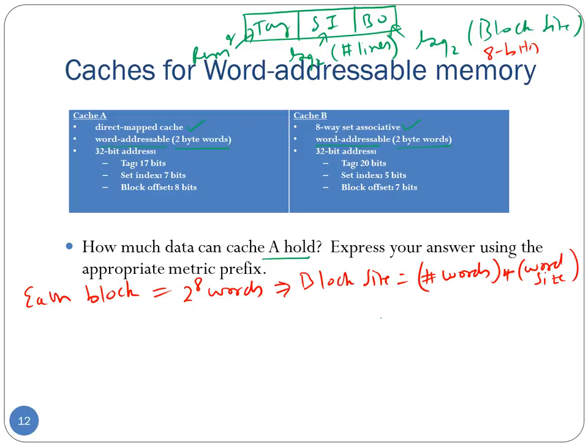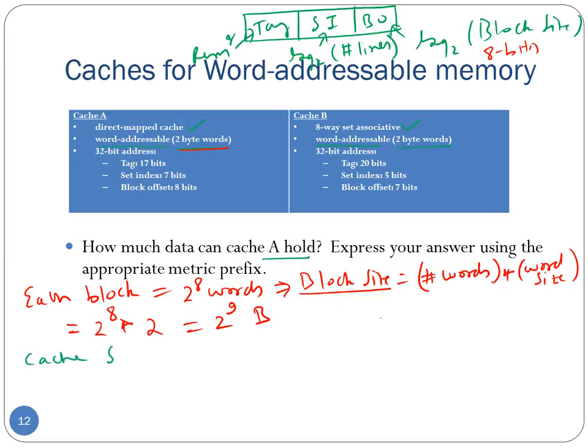Okay, so basically in this case the number of words is 2 to the power 8 and word size is 2 bytes, right? So this multiplied by 2, which is 2 to the power 9 bytes. This is your block size, 2 to the power 9 bytes. Now the cache size remains the same, right?